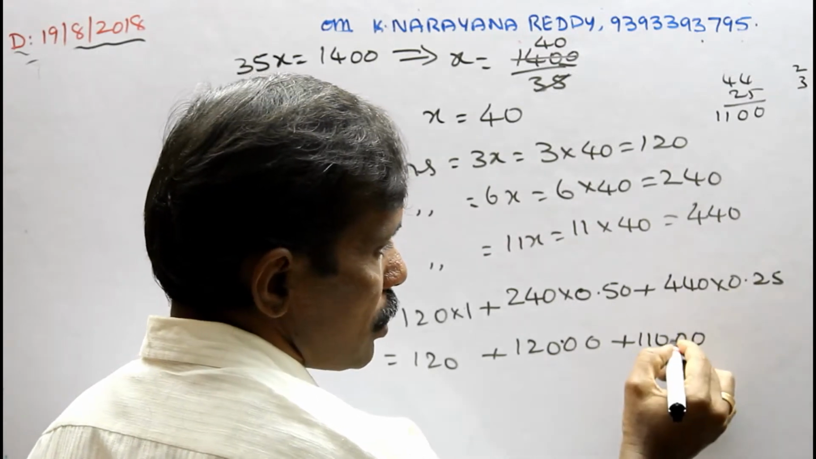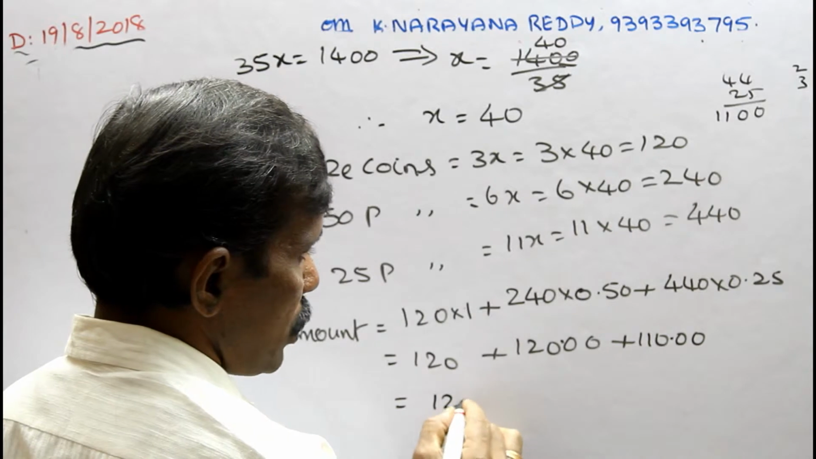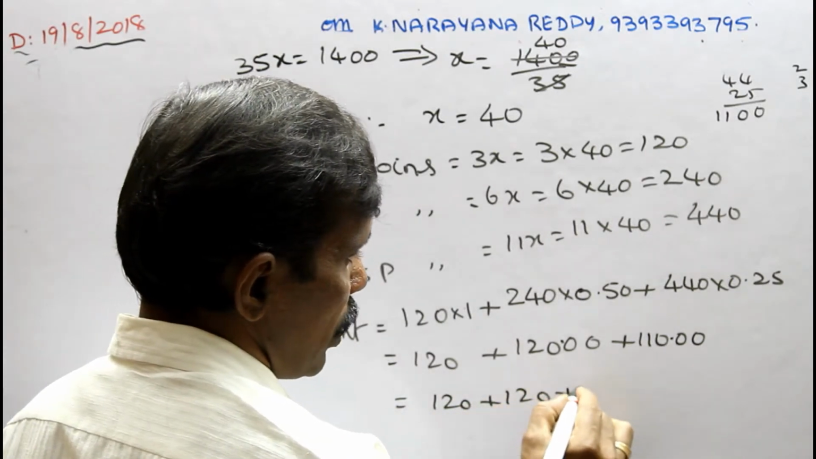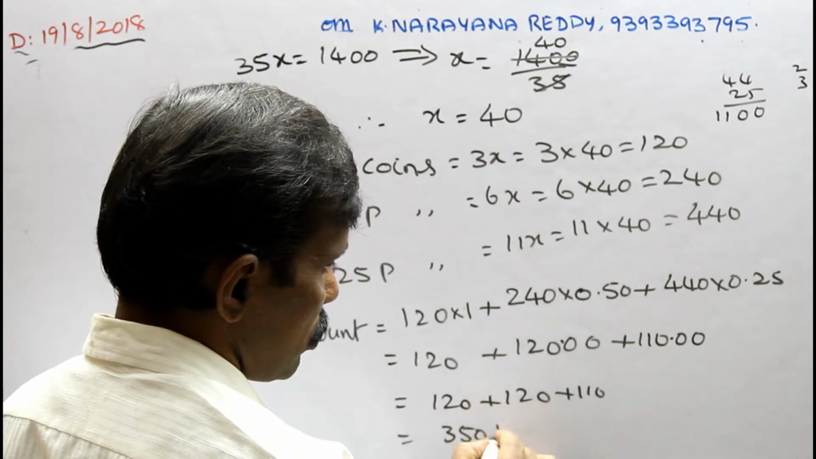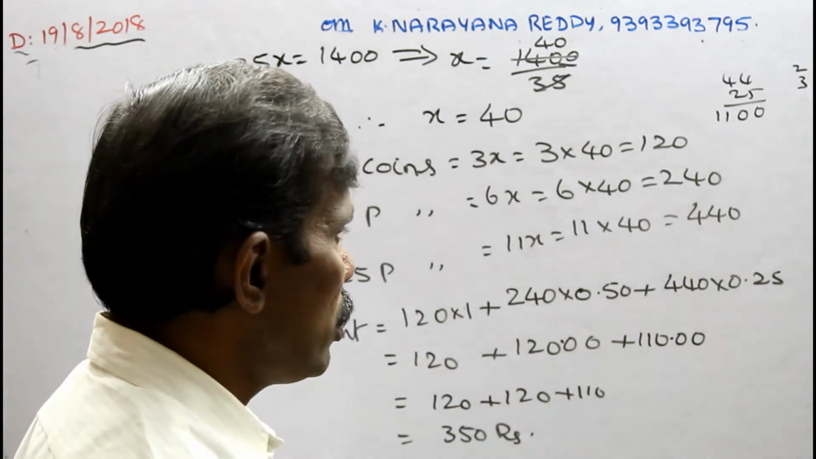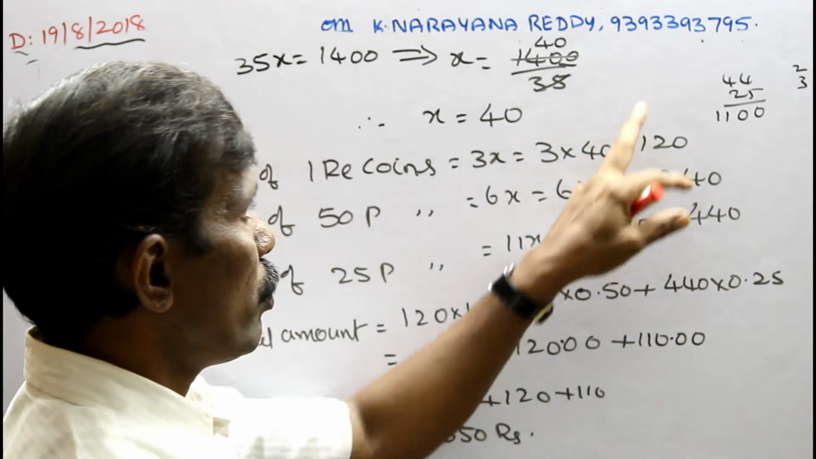After 2 points, 2 decimals, we have to keep the point. Now we get 120 rupees plus 120 rupees plus 110 rupees. Total we got 350 rupees. Yes or not? So in this way you can check this answer. But we don't want this. We want only this one.